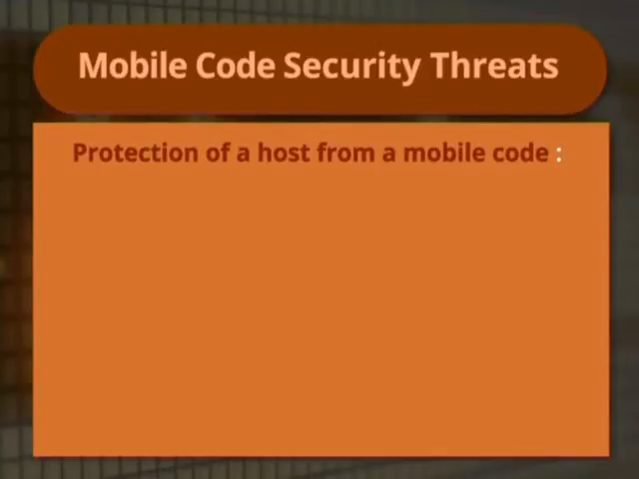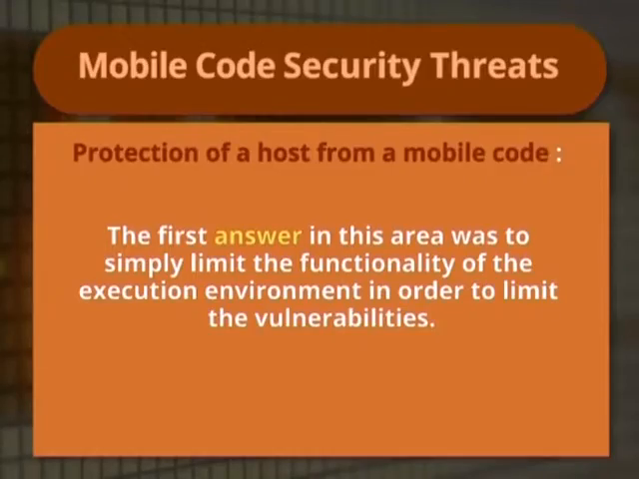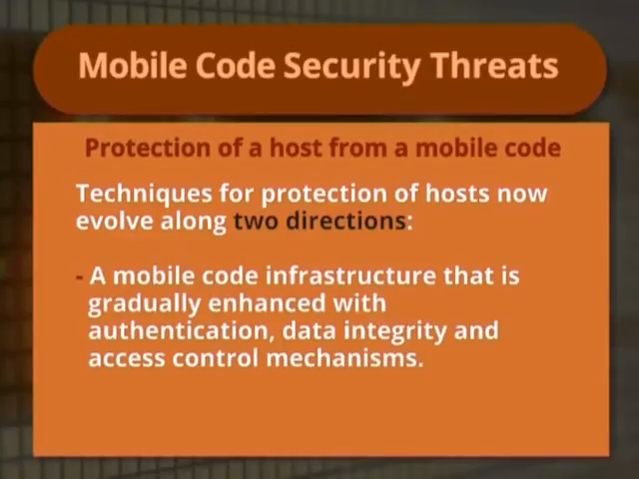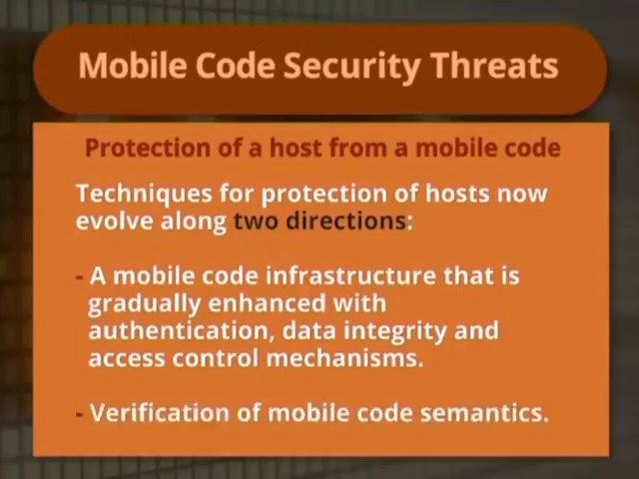Next is protection of a host from a mobile code. The subject of host protection is very important. The first answer in this area was to simply limit the functionality of the execution environment in order to limit the vulnerabilities. Techniques for protection of hosts now evolve along two directions: a mobile core infrastructure that is gradually enhanced with authentication, data integrity and access control mechanisms, and verification of mobile code semantics. There are various techniques detailing these aspects. Let us discuss them one by one.